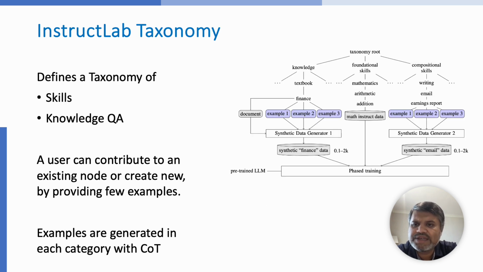How it is done is there is a taxonomy that is defined. The user can either extend the taxonomy or add new examples in the existing taxonomy. And within all these different nodes, new data is generated, and then the data is filtered, and then the training is performed on that data.